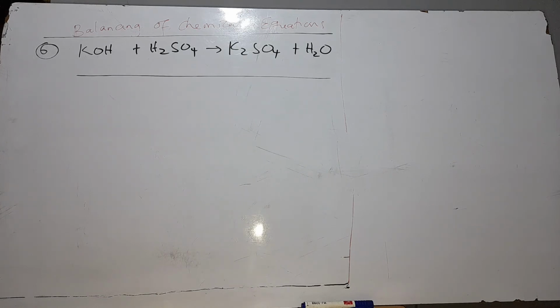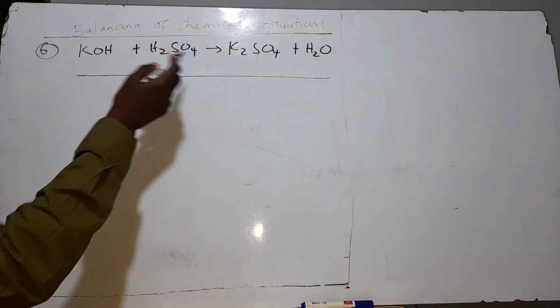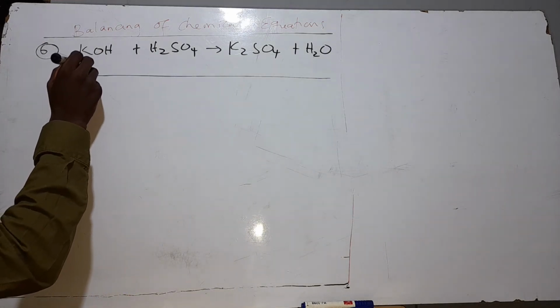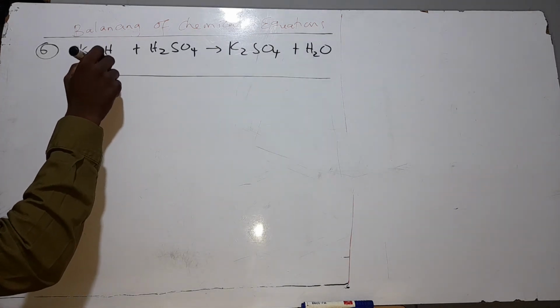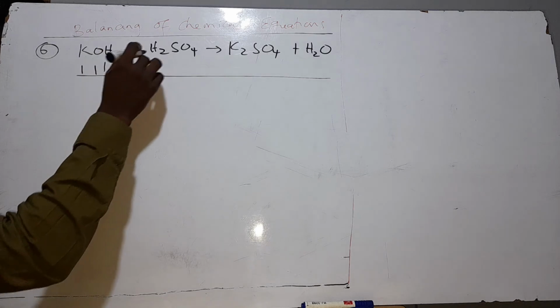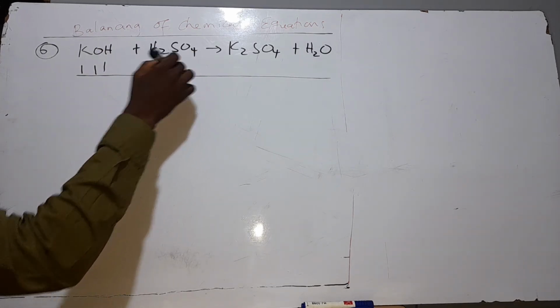Alright, so we want to balance this equation. We have potassium hydroxide and sulfuric acid. Now this is it. K here is 1. How many O do we have here? We have 1. How many H? We have 1. When it comes to here, we have 2 of the H. We have 1 sulfur, and we have 4 oxygen.